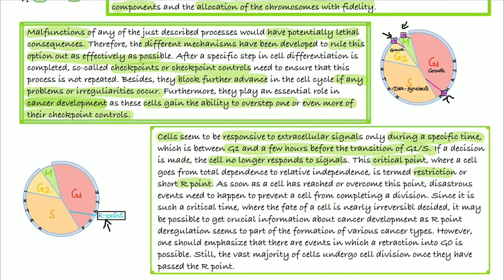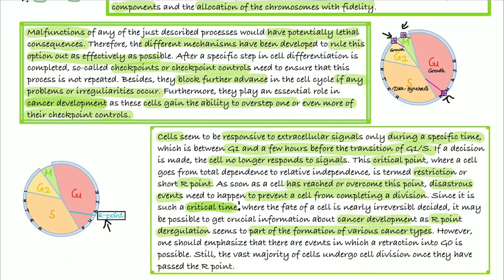As soon as a cell has reached and overcome this point, there have to be really disastrous events to prevent a cell from completing a division. So therefore, this is a very critical time for the fate of a cell. And therefore, this again might be really important in cancer development, because R point deregulation could be part of the formation of various cancer types.